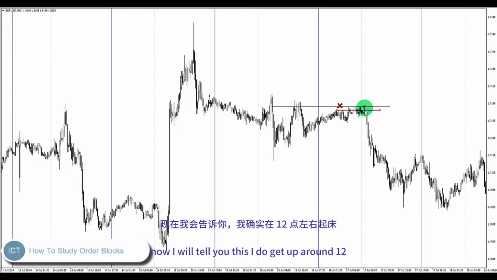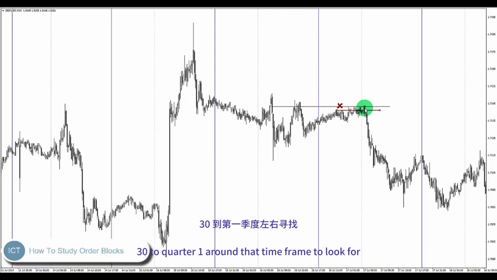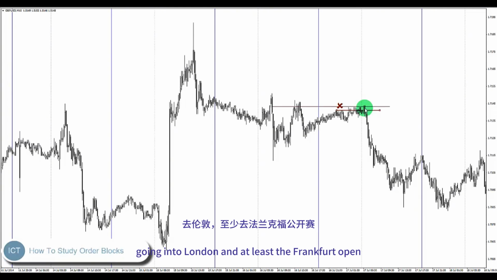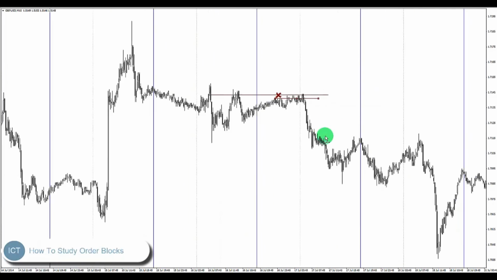Now, I will tell you this: I do get up around 12:30 to 12:45, around that time frame, to look for the beginning stages of what should be taking shape. And what I'm explaining here is the beginning foundations of how we're going to be doing intraday trading for London Open, and what it is I look for, how I frame the ideas about the marketplace and what it should do going into London and at least the Frankfurt Open.